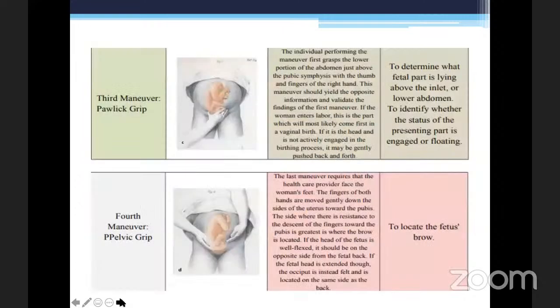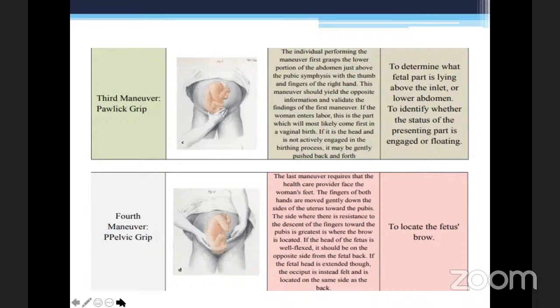Next slide. The third maneuver is called the Pawlik grip. The examiner again faces the maternal head, using the thumb and fingers of one hand to grasp the portion of the maternal abdomen just above the symphysis pubis and determine the engagement of the fetal part. If the head is engaged, we will feel a fixed mass. But if it is not engaged, we will feel a ballotable floating part. So we will be able to know whether the head of the baby is engaged or not.